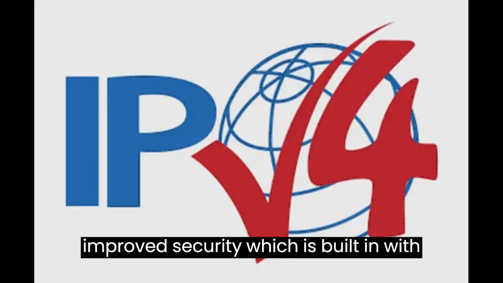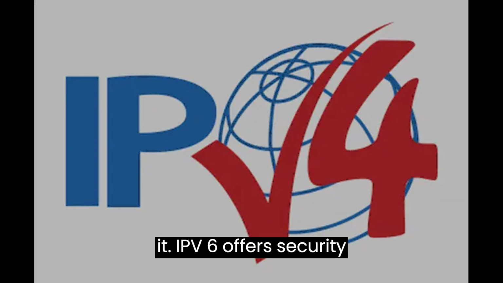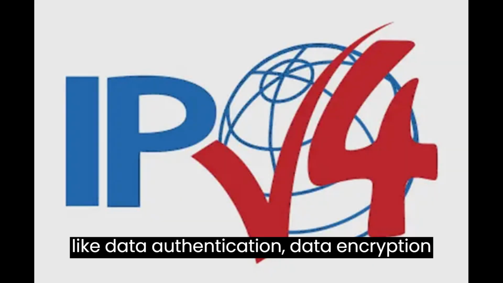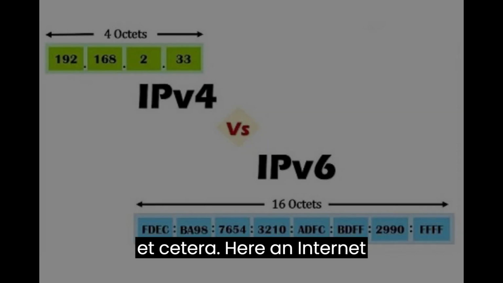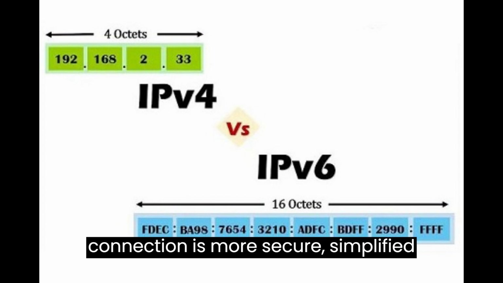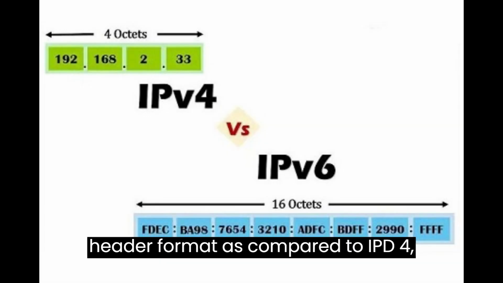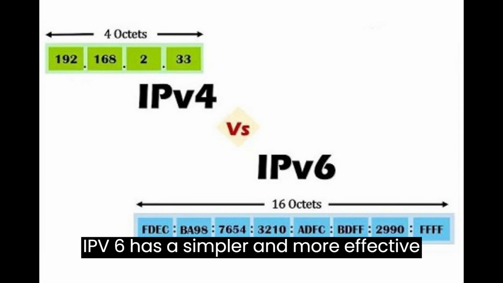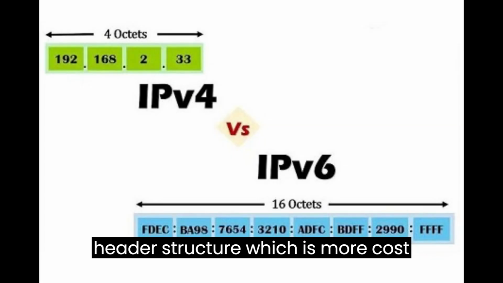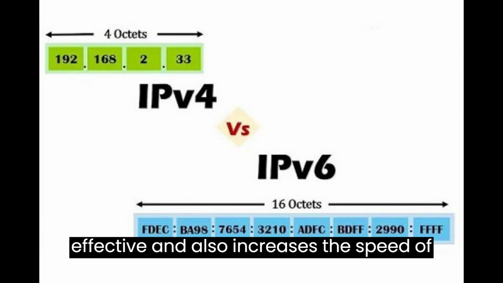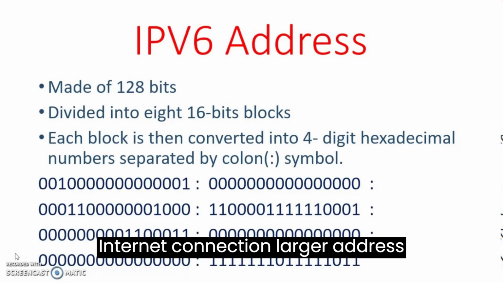Improved security. IPv6 has improved security built in. IPv6 offers security like data authentication, data encryption, etc. Here, an internet connection is more secure. Simplified header format. As compared to IPv4, IPv6 has a simpler and more effective header structure, which is more cost-effective and also increases the speed of internet connection.